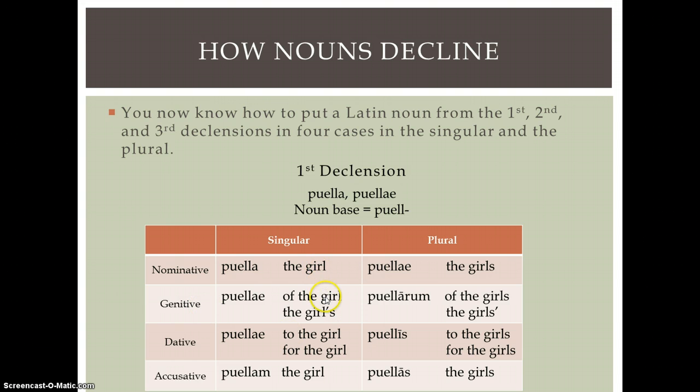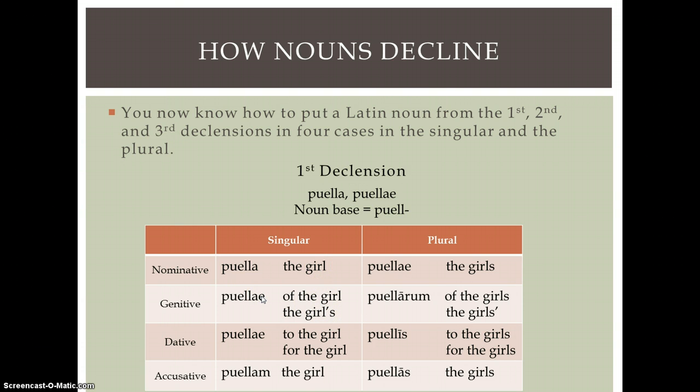Now, you will notice that I have offered some translations on how to translate a nominative singular form of puella. Since nominative tells us the subject, you can just translate this the girl. Now, you will notice that Latin does not have a word for the, or for a, or for an. You just have to add it yourself. You could also translate this a girl, okay?